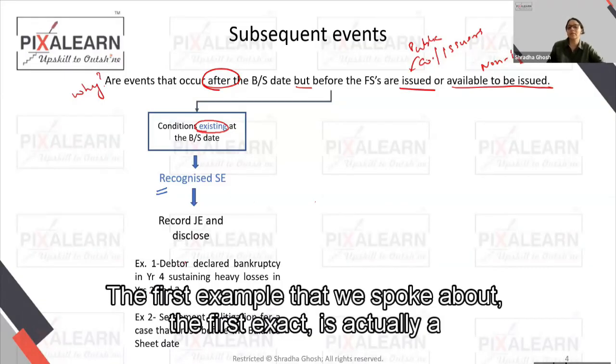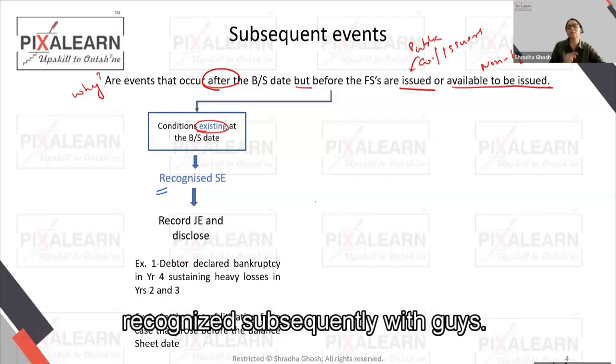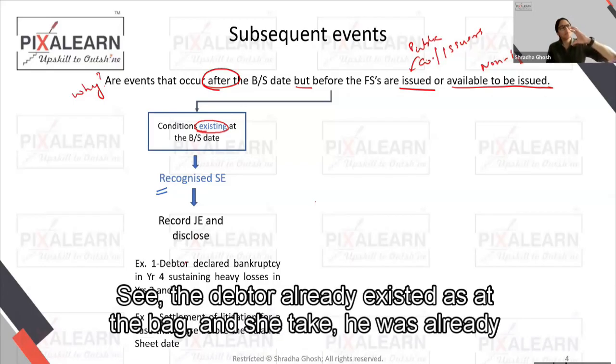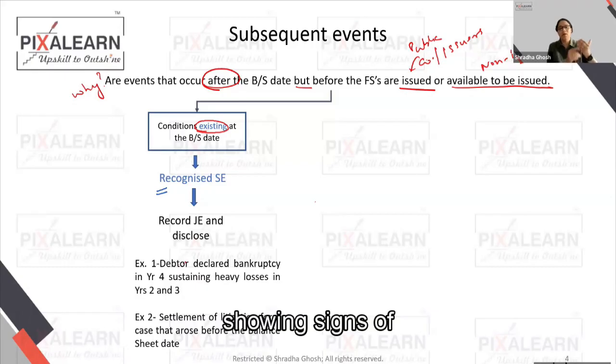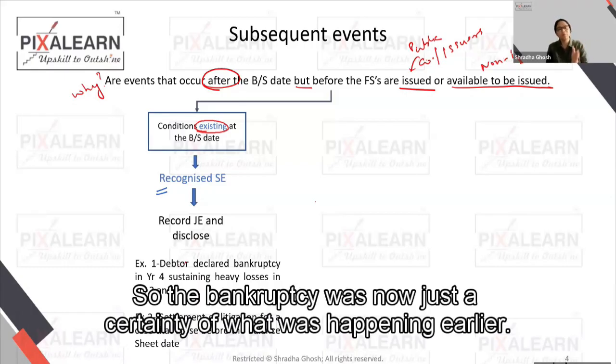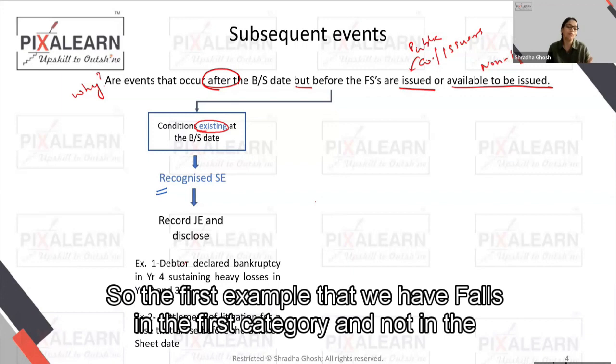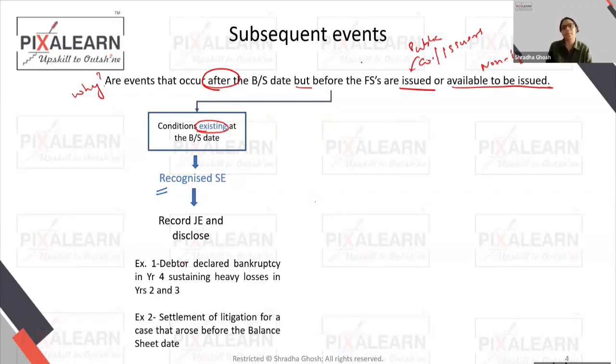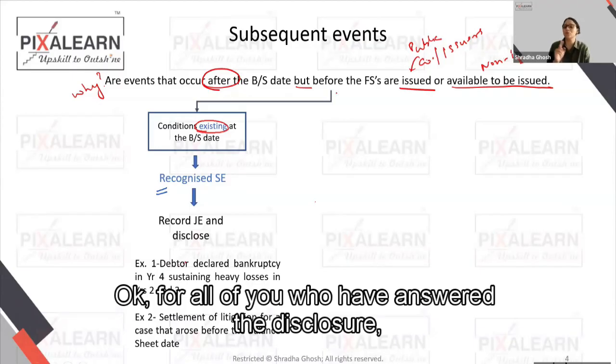The first example that we spoke about is actually a recognized subsequent event, guys. See, the debtor already existed as at the balance sheet date. He was already showing signs of having some financial difficulties. So the bankruptcy was now just a certainty of what was happening earlier. So the first example falls in the first category and not in the second category. Okay, for all of you who have answered the disclosure.